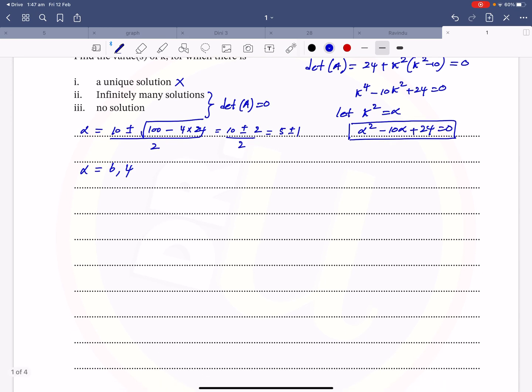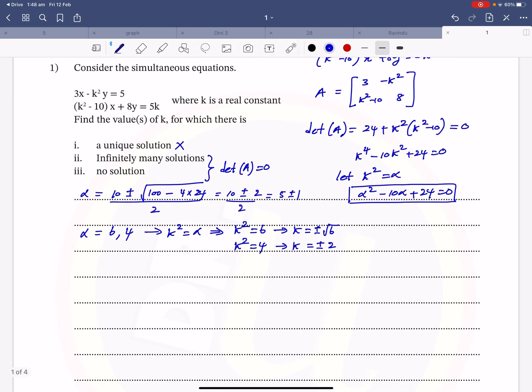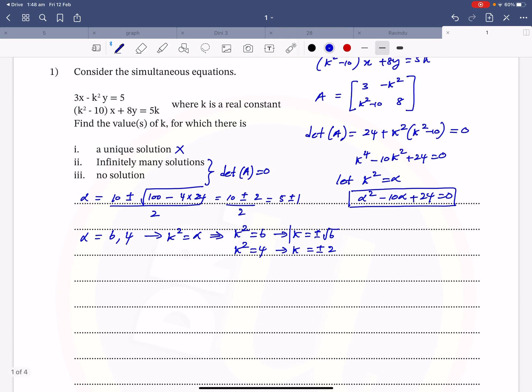Now k squared is equal to alpha. From here we get k squared is equal to 6, so k is equal to plus or minus square root of 6. And k squared is equal to 4, so k is plus or minus 2. Now we have to check all these equations for these k values.